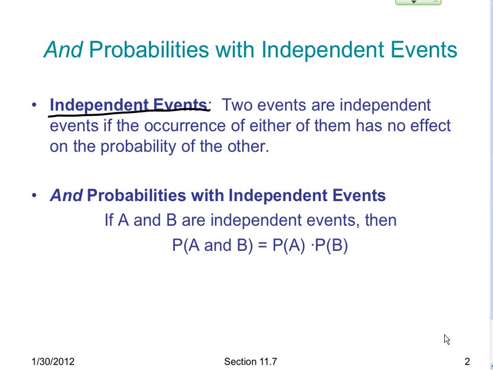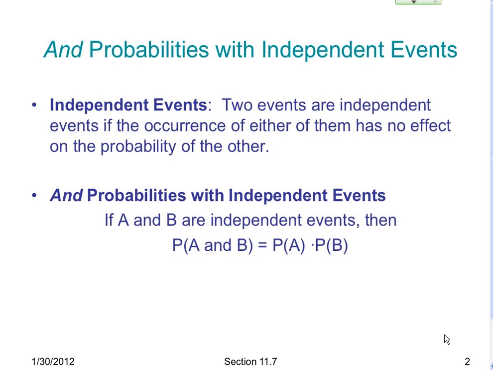Independent events. Two events are independent if the occurrence of either of them has no effect on the probability of the other. Most of the events that we've been talking about so far are independent. So let's suppose I have A and B, and they are independent. Then the probability of A and B, you multiply the two probabilities together.